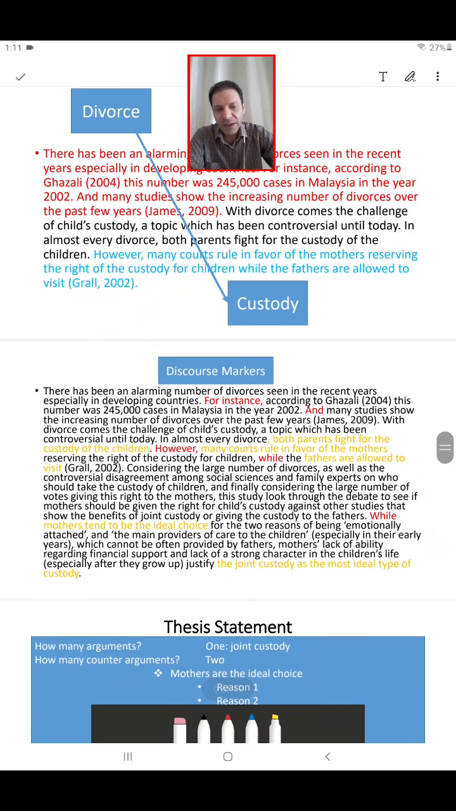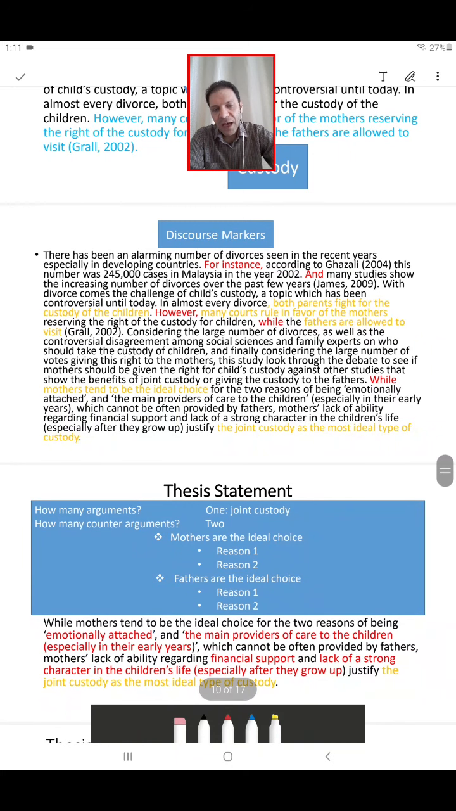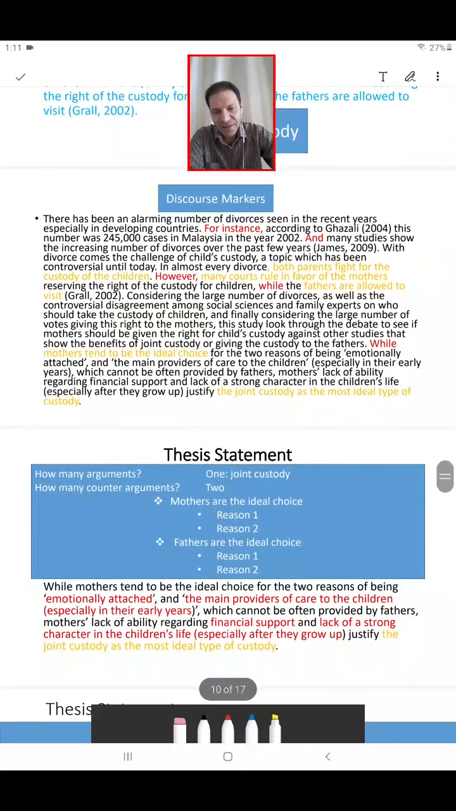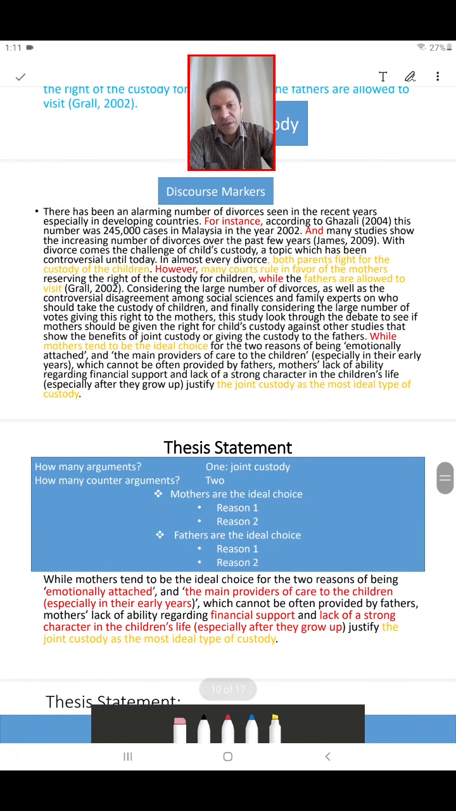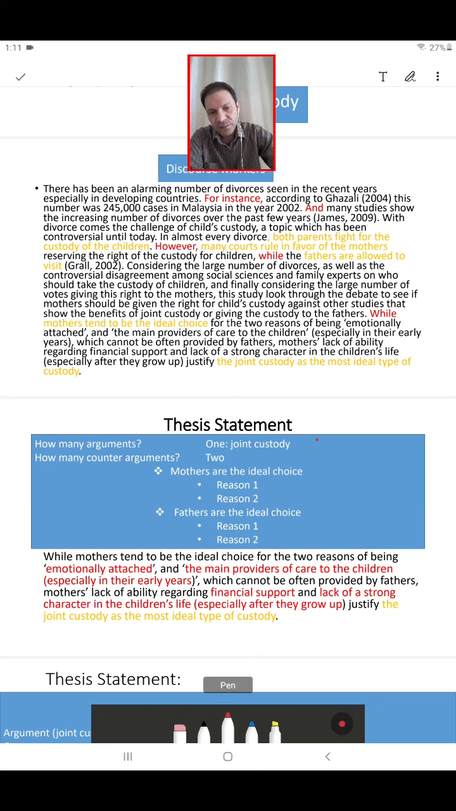And please everybody, I would like to take a few minutes to talk about the thesis statement. Please notice that again, the thesis statement is the most important sentence in your paper. And if you don't have a good thesis statement, you are going to lose points for that. So, how many arguments do I have in my paper? One. I'm going to talk about joint custody.